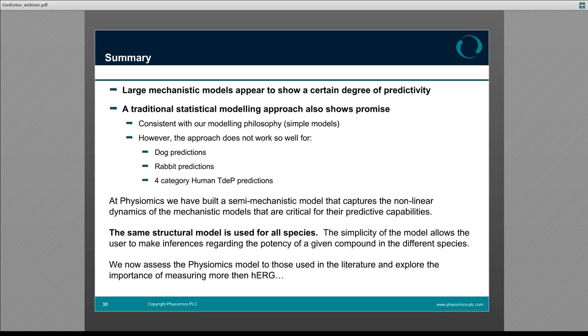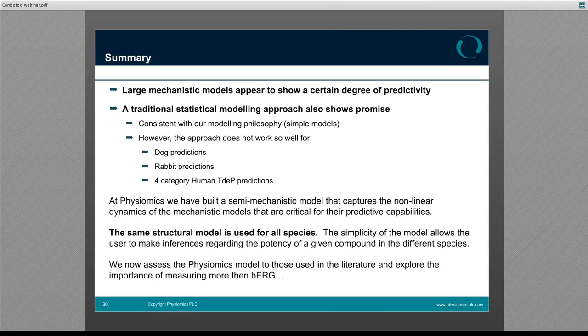So at Physiomics, what we've done is we've tried to build a semi-mechanistic model that captures the non-linear dynamics of the mechanistic models. And this is the key bit, that captures the critical non-linearities that are required to show that those models are predictive. And the other thing that we've decided to do is see if we could create a model that uses the same structure for all species. Now, what you saw previously is that for the dog model, there was a dog action potential model taken from literature. For the rabbit, there's a rabbit model taken from the literature.